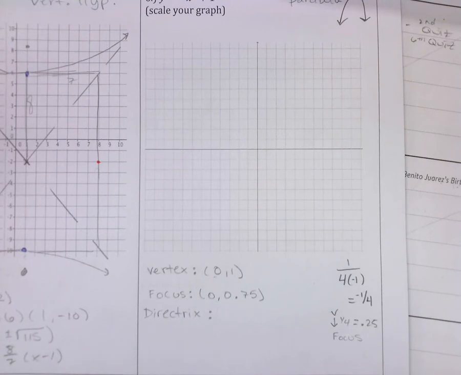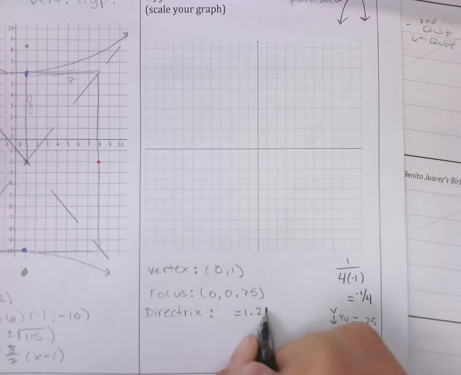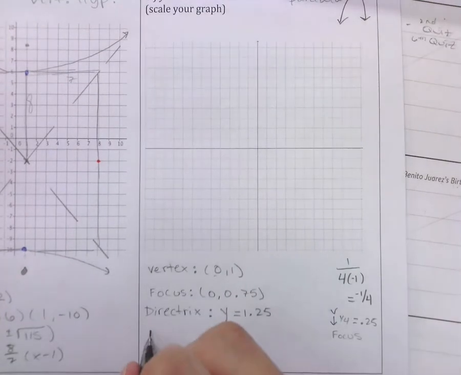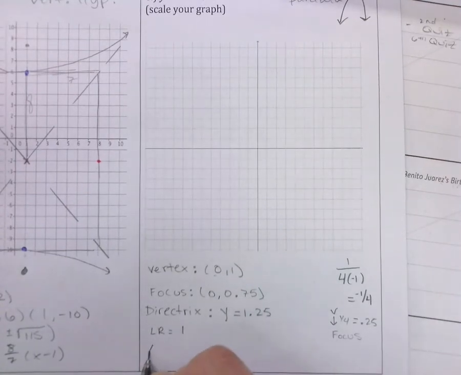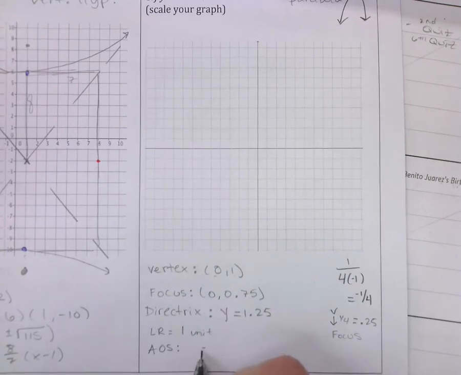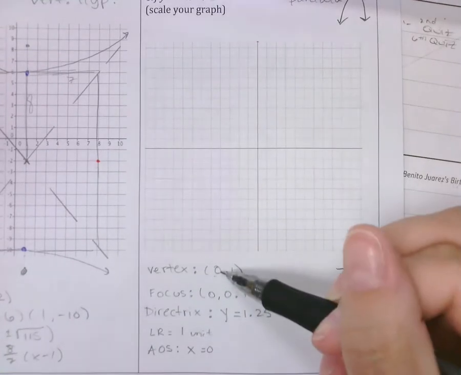The focus is at 0.75, and the directrix is above it, at 1.25. It's an equation, so what is it? y equals 1.25. Right. That's such a nice yellow. How long is the latus rectum? 1. Yep. And where is the axis of symmetry? x equals 0, because it goes through the vertex and the focus.